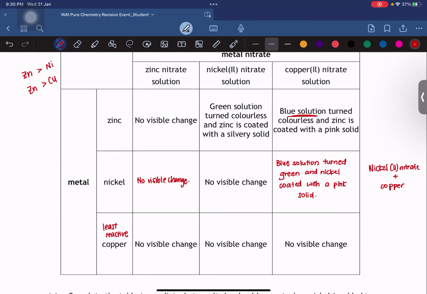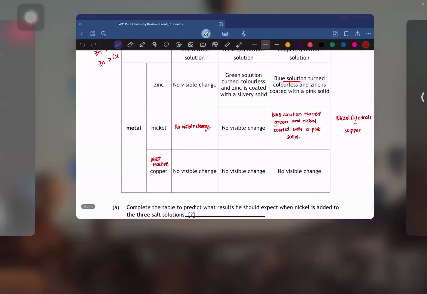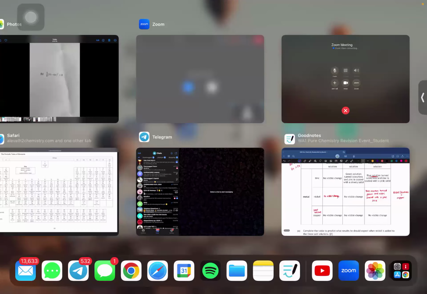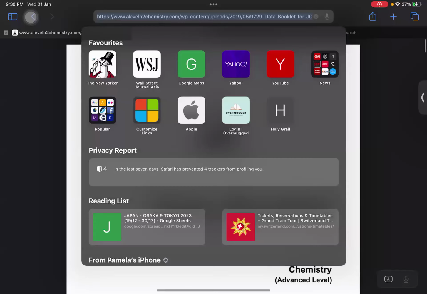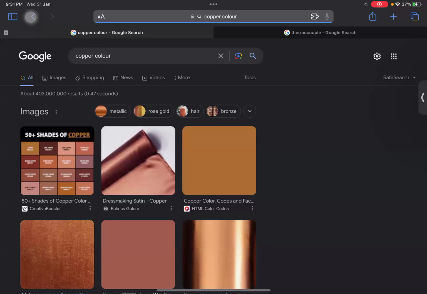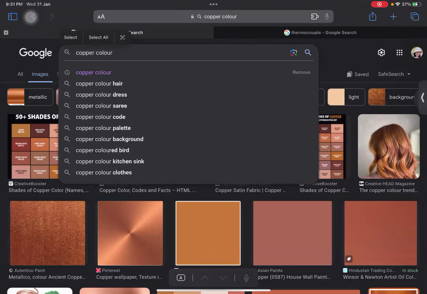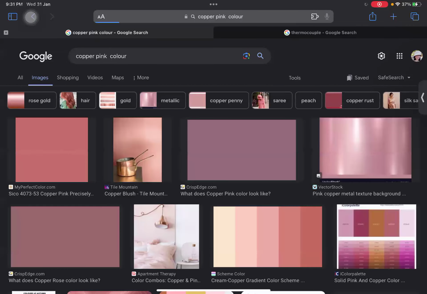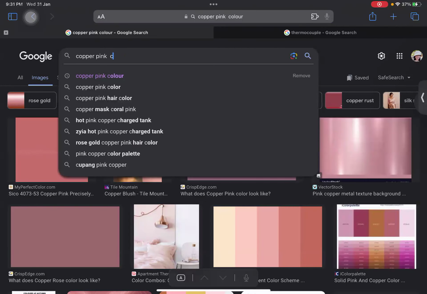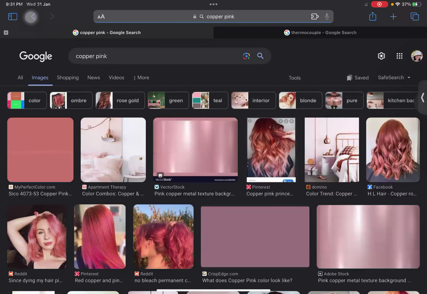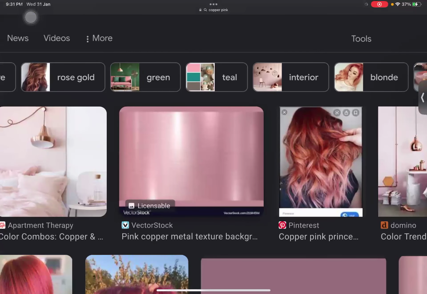Okay? For those who actually don't know the color of copper, okay? Wait, before you copy. This is how copper looks like as a solid, reddish brown. Understand? Okay. Now, when is copper pink in color? When it's very pure. Understand?